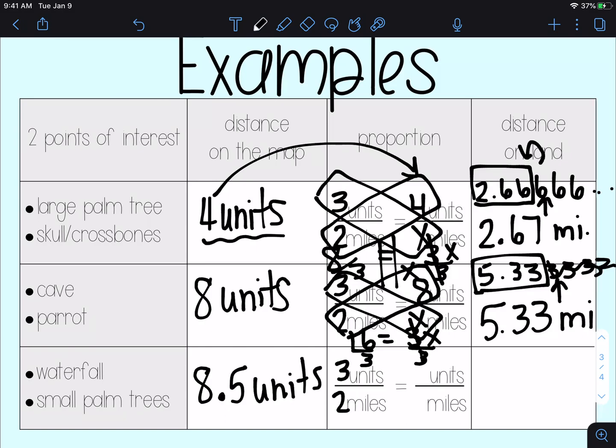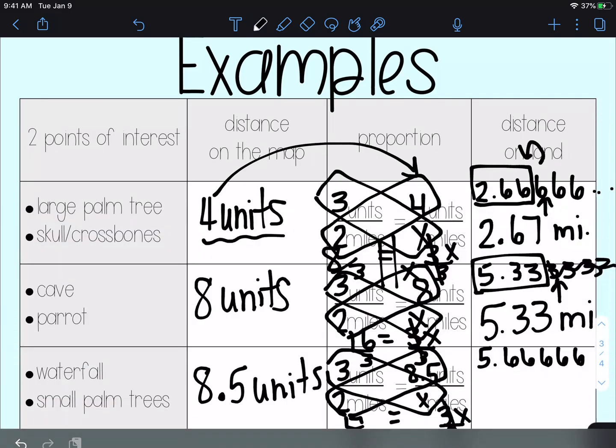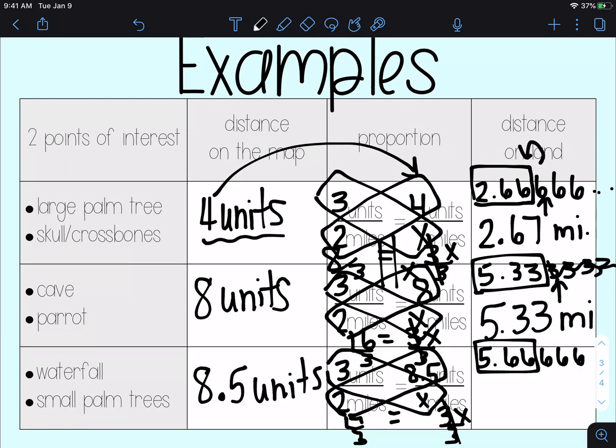All right, for the last one, the waterfall and the small palm tree is 8.5 units apart. So that 8.5 is going to go up on top of our second ratio, and we'll solve this proportion. 2 times 8.5 is 17. 3 times x is 3x. So 17 is equal to 3 times a number. The inverse of multiplication is division, so we're going to divide both sides by 3. And then 17 divided by 3 is 5 and 6 repeating. All right, so it looks like that's our answer, but since this next digit is 5 or higher, we're going to round up. So we're going to round up to 5 67/100 of a mile. Now it's your turn to give it a try.